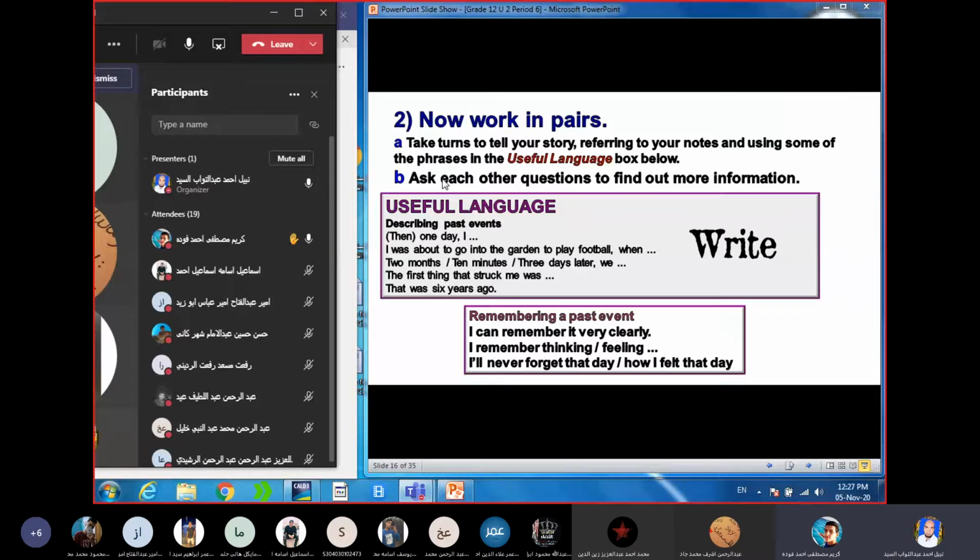Kareem, and how did you feel? Yes, how did you feel at that time? I felt very happy to visit these places for the first time. All right. Will you forget it or remember this event? I really remember it because it was my first time to visit Cairo. Excellent, Kareem. Thank you very much. Thank you. Who would like to present another topic?